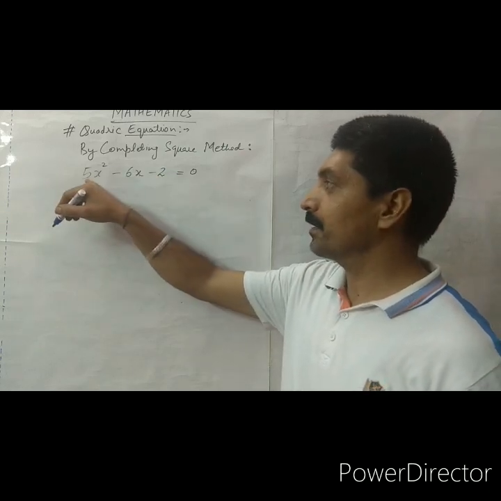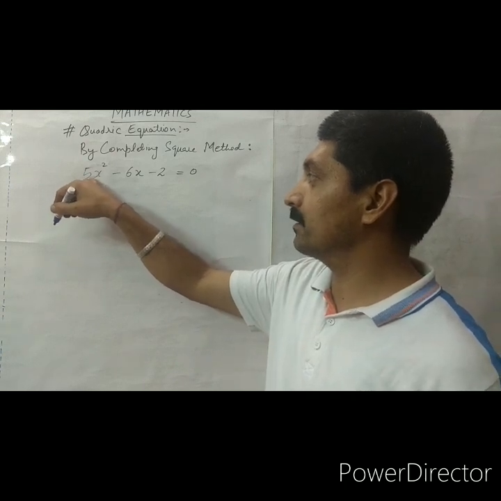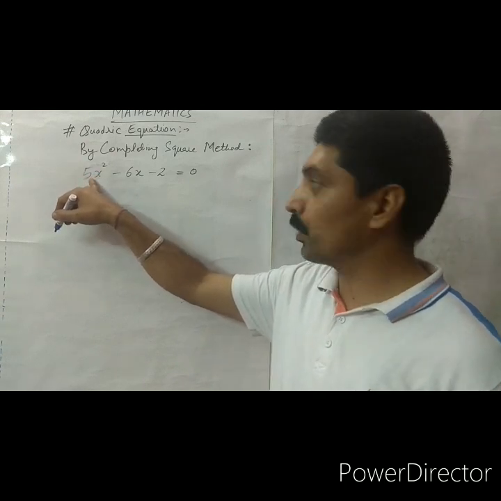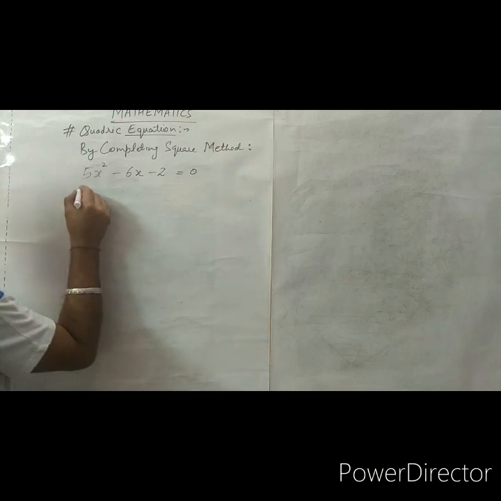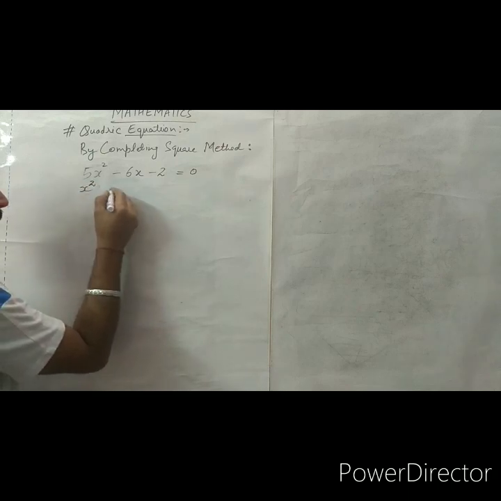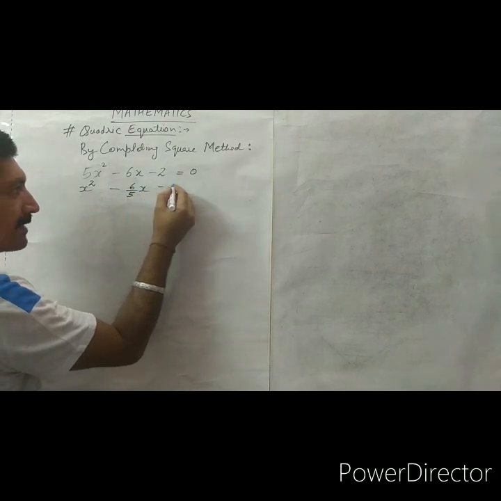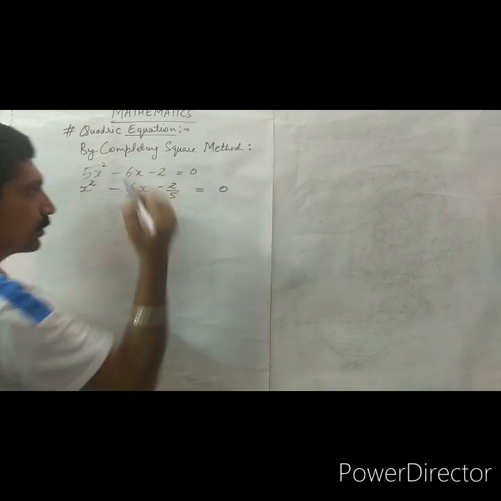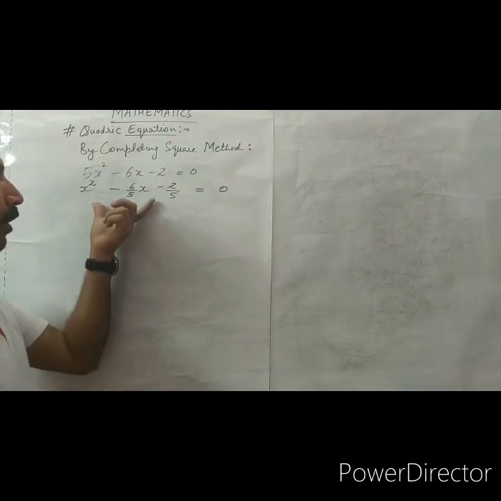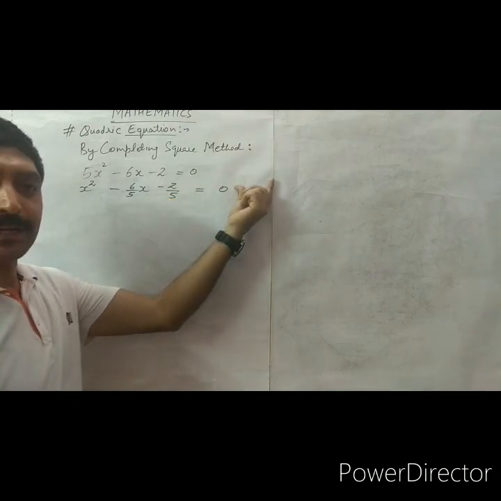So first step, we will make the coefficient of x square as 1. So we will divide the whole equation by 5. After dividing the equation by 5, we will get x square minus 6 upon 5 x minus 2 upon 5 is equal to 0. So now we can take this constant term towards the right hand side.